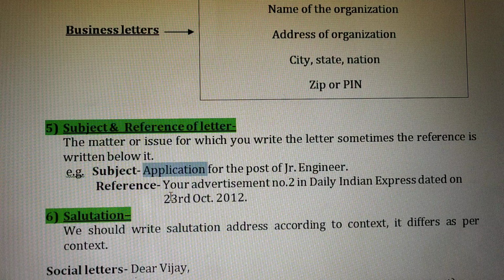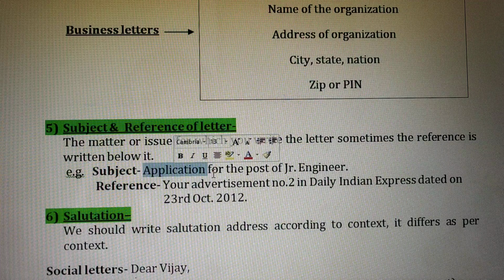Suppose if you are going to write inquiry letter to a shop, at that time there is no need of reference for the first letter, because it is inquiry letter. But when you are going to write reply to inquiry letter, at that time you will write reference as our earlier inquiry letter number ... sent to your shop or company, like that. Reference means on the basis you are doing the communication, correspondence with them. And subject means what is the purpose of your letter writing.